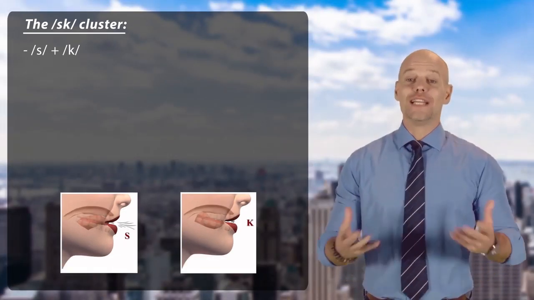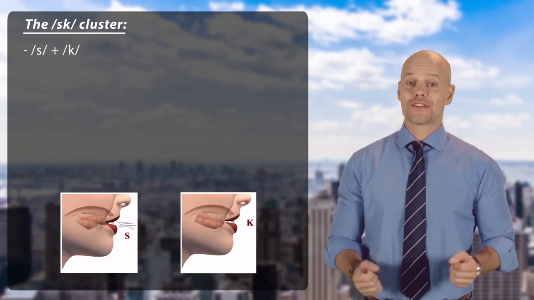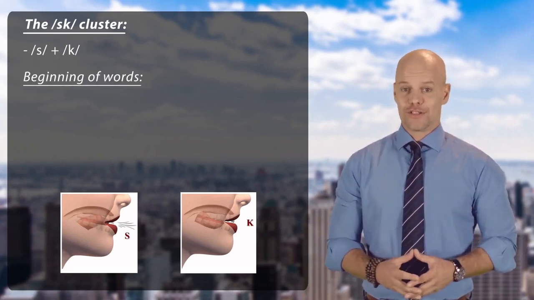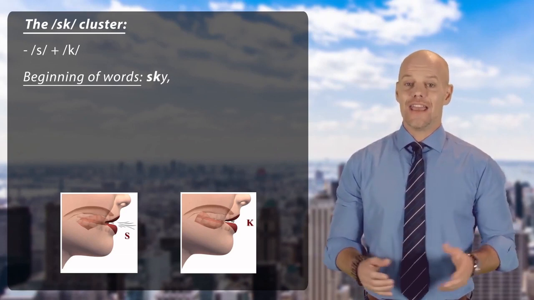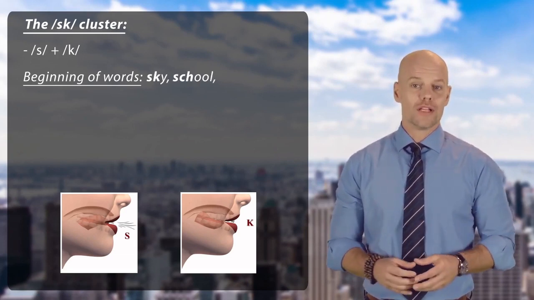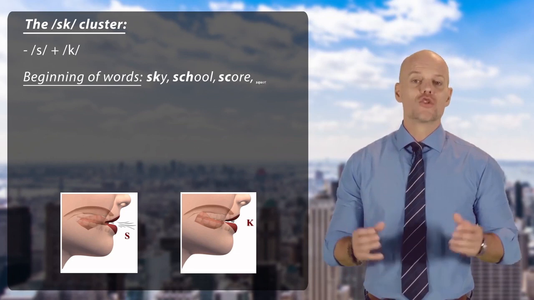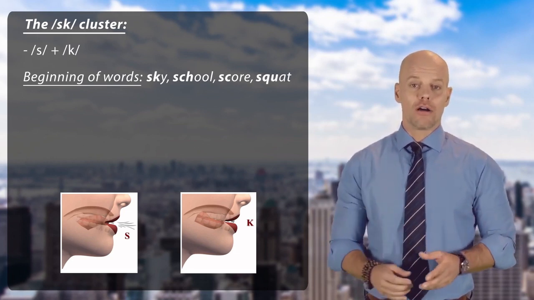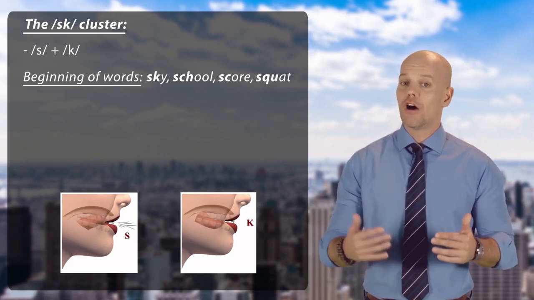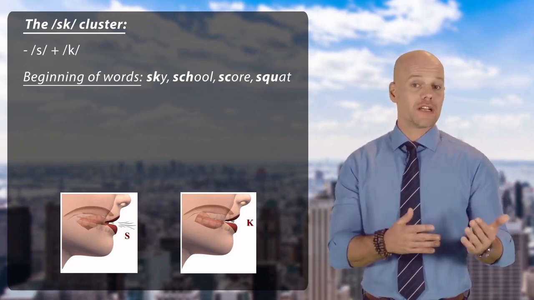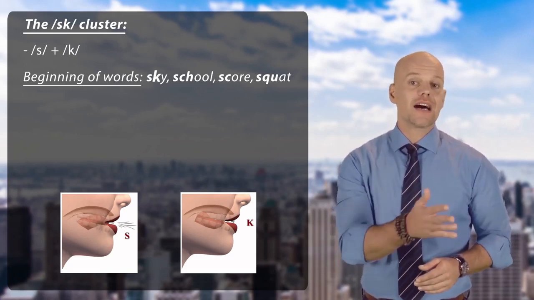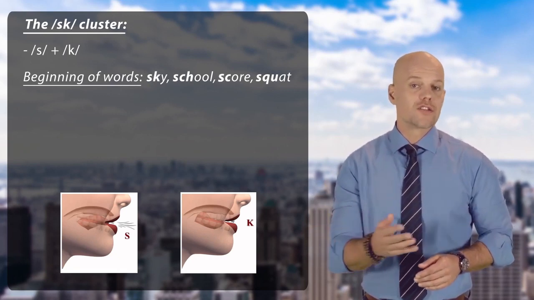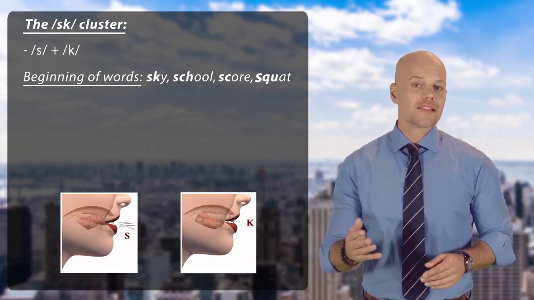Okay, now let's practice the sk cluster in words. The sk at the beginning of words. Sky, school, score, squat. Say the s part long and use the time of the long s to prepare for the k. Sky, school, score, squat.